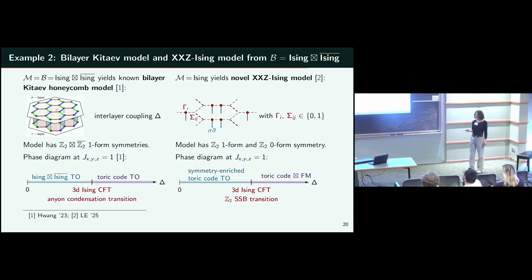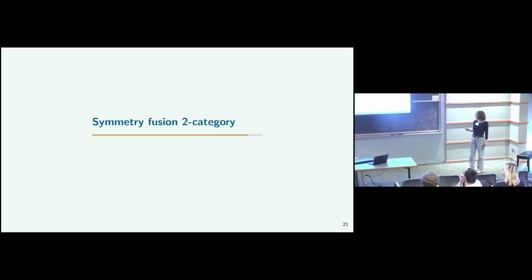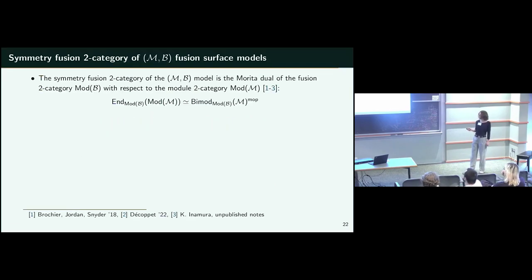Okay, so that was just another example, and the interesting thing is that here we get a mixture of 0-form and 1-form symmetries. Okay, so you might have noted I haven't told you what the symmetries of the dual models are, and that's for a reason, because that's the difficult part. So in 1D, we know that the symmetries are the Morita dual of the fusion category with respect to the module category. And the same should hold in 2+1D, just 1 categorical level up.